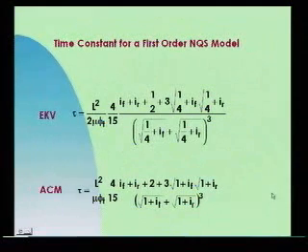And finally I also show you an expression for the time constant of a first order NQS model. You can improve your small signal model by adding a denominator in the form 1 plus tau s to your small signal parameters. And they are very similar. You can see that the difference is very slight.